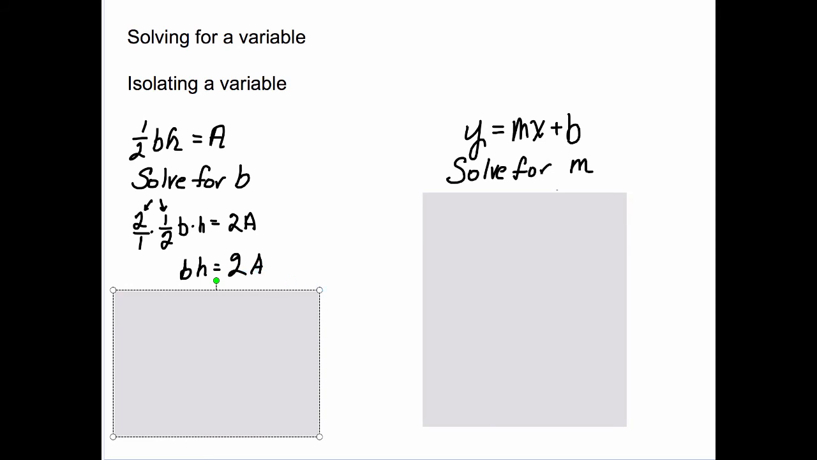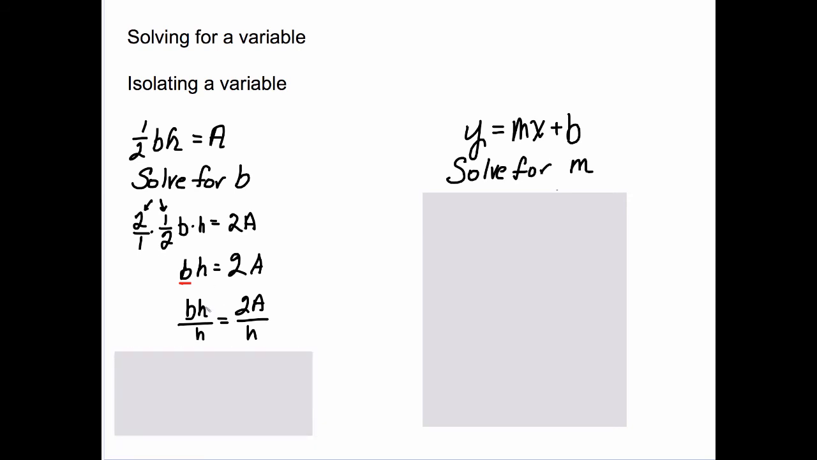And the next thing that we're going to do if we're looking to isolate the variable b is to divide by h. So here's what that looks like. We're going to divide each side of the equation by h, and in this case the h's will cancel on the left-hand side, and we'll be left with b equals 2A over h, and that's exactly what we were looking for.